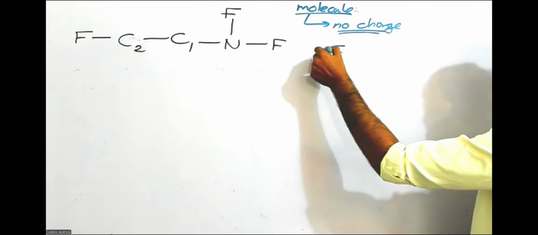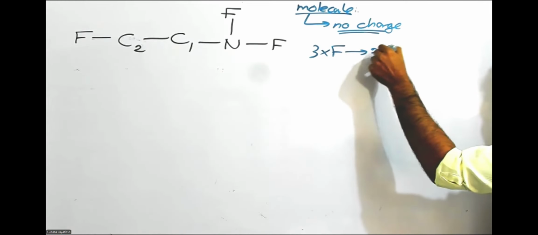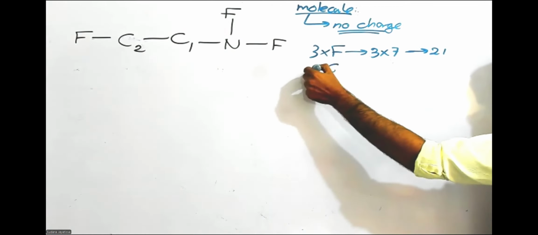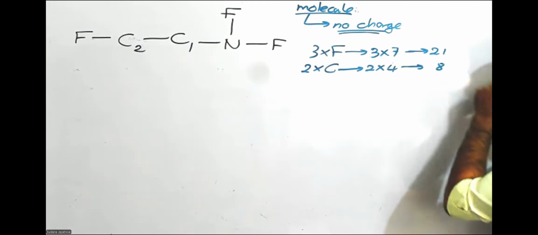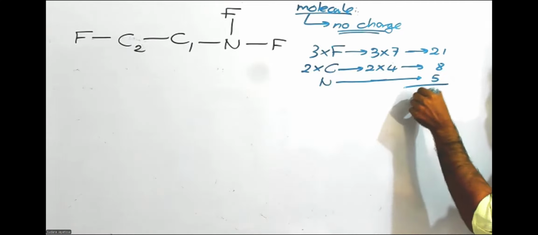Okay, with your practice, you can draw this easily, but I'll show you first how to do it with the Lewis structure method. First, get the number of valence electrons. There are 3 fluorine atoms, so 7 into 3, 21 electrons. And then there are 2 carbon atoms, 8 electrons. And there is a nitrogen atom, valence electrons are 5. So if you add them, 26, 34.